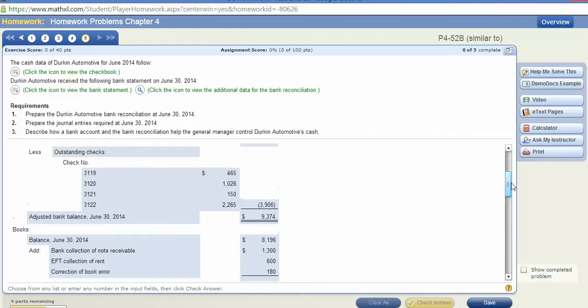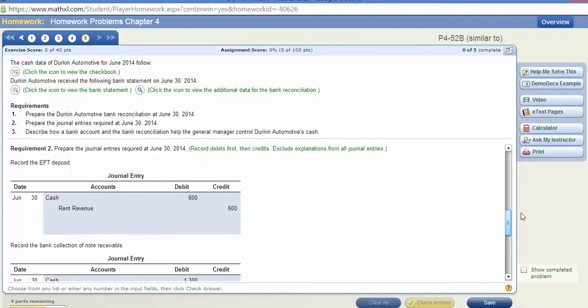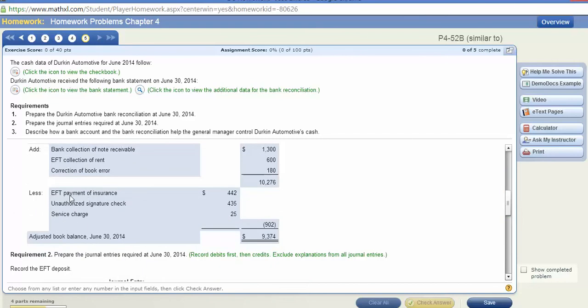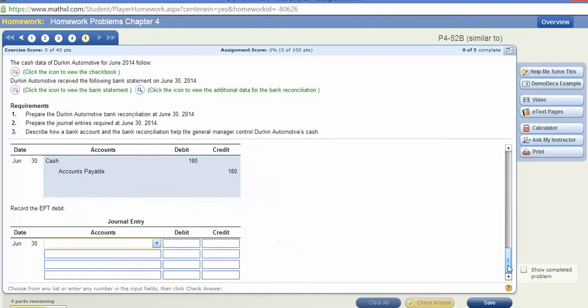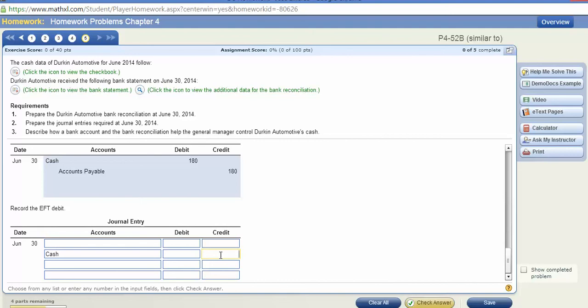Okay, to work this and make sure you got it right. Oops, I'm sorry, I pulled the wrong, nope, I got the right amount. If I can ever get on the right number, here we go, 442. EFT payment of insurance. You see the 442. So it's time to book some EFT payment of insurance. And the bank statement's telling us, hey, we drafted 442 to pay for this insurance. If we drafted it, that means our cash is going down, right? And it's 442.